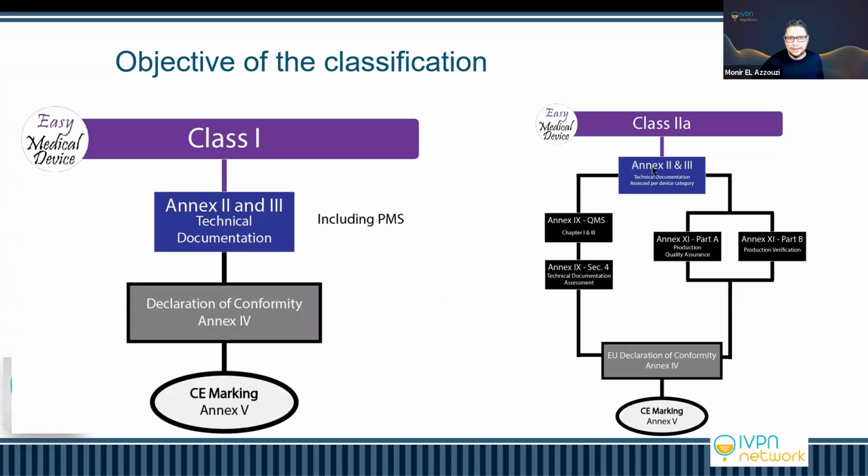If you are class 2A, so you define your product as class 2A, the same, you have to go again to Annex 2 and Annex 3 for the creation of a technical documentation. So it's the basis. But here, and we look at that after, you need a notified body, and the notified body will be sampling your technical documentation. They will not look at all your technical files. They look at certain technical files per a certain code, which is the MDR code. So you take all your products that are class 2A.